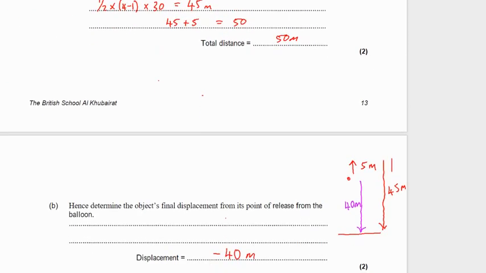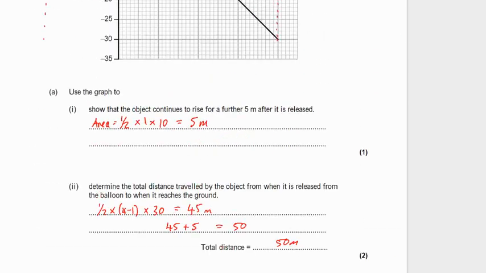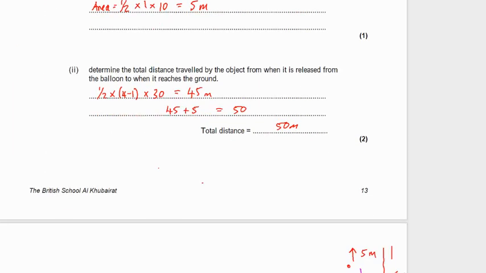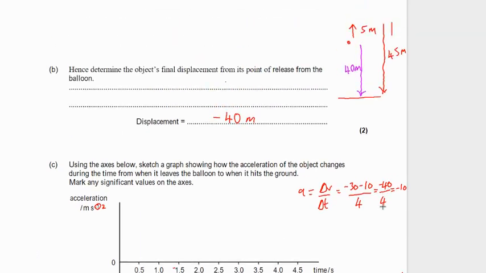So I've worked that out. Here, the gradient is the change in velocity over time. The rise is minus 30 minus, so its final speed is minus 30 minus 10, its initial speed. So that's minus 40 divided by 4, and that gives us minus 10 meters per second squared. There's a mistake here, that should be a 2.